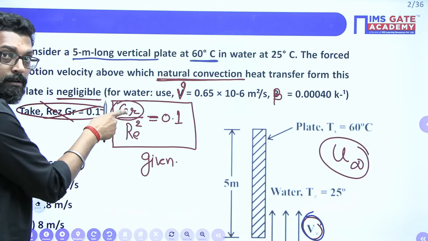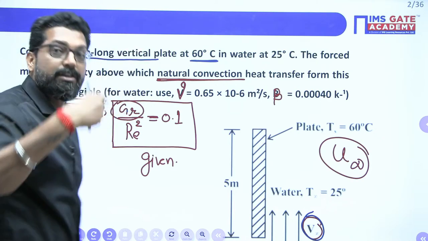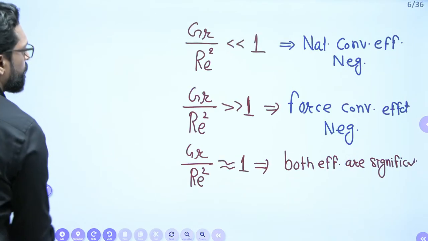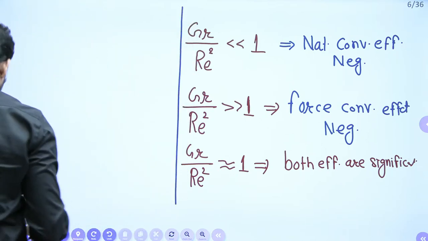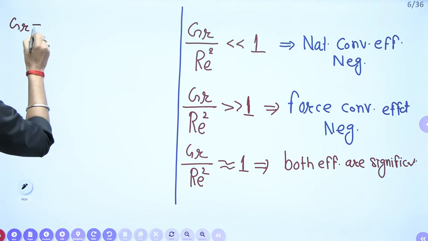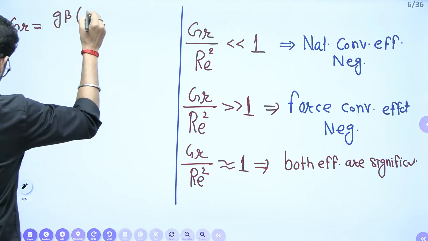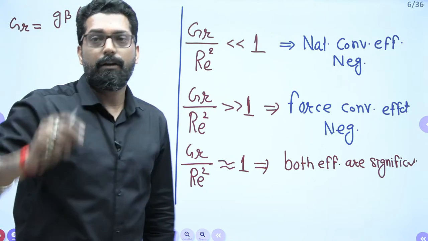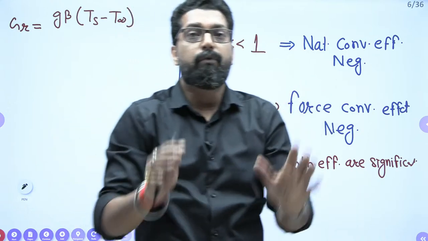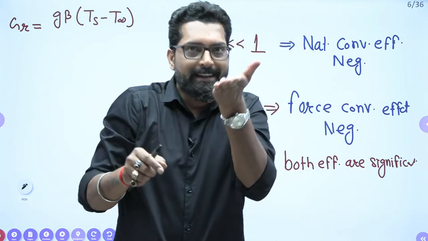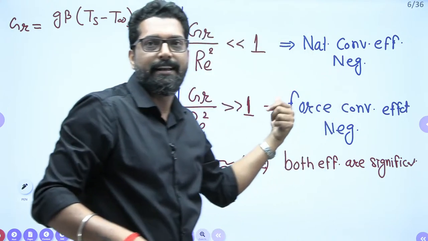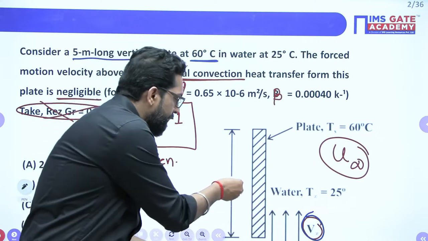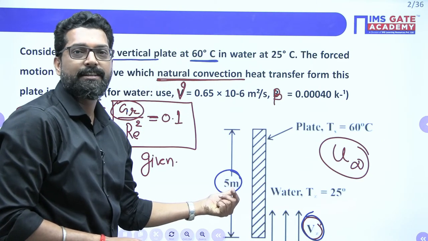First find Grashof's number, then find Reynolds number squared, from which we can easily find the velocity. Grashof's number is g times beta times the solid surface temperature minus fluid temperature, times the characteristic length cubed. The characteristic length for external flow is the length along the flow direction. In this case, flow is along the 5 meter length, so this is your characteristic length.